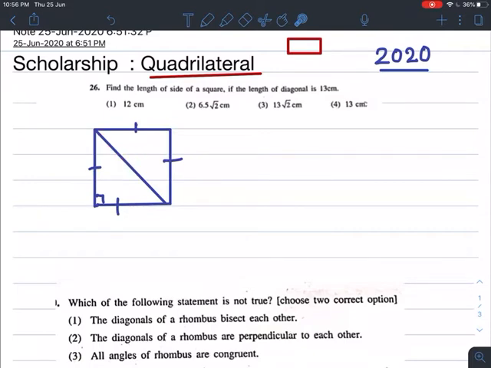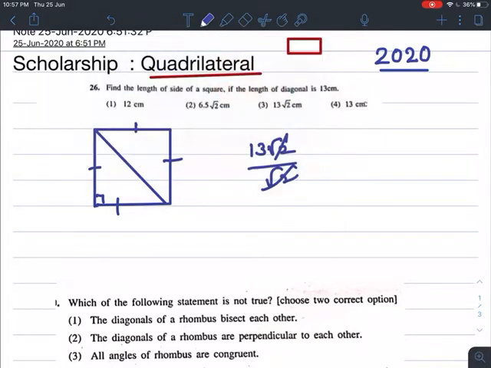But here the length of the diagonal is 13. What is the length of the side? One more example I will tell you. If the length of the diagonal is 13 root 2, directly you can write the side is the diagonal divided by root 2. So easily we can write the answer 13.